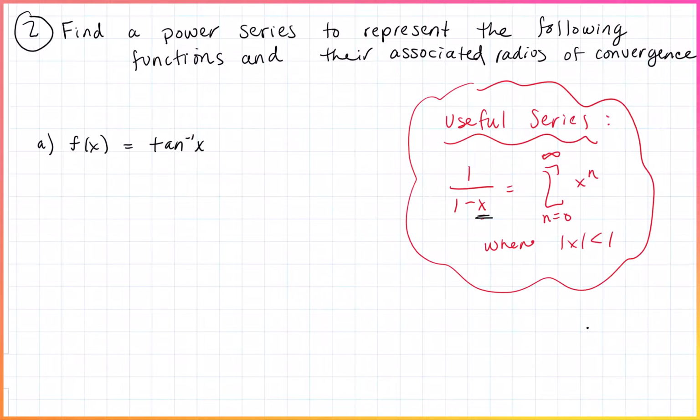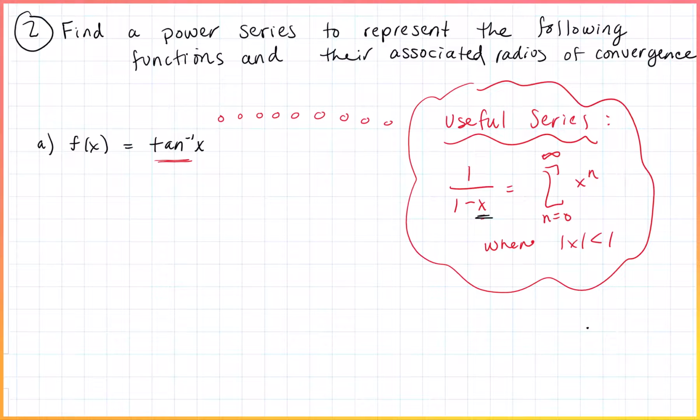Okay, so let's look at this example where we want to find a power series to represent this function, the inverse tangent of x, and its associated radius of convergence. So we're looking at this inverse tangent of x, and we're thinking, what in the world? How am I going to do this? How am I going to write a power series for this function that doesn't look anything like the functions we've been working with?